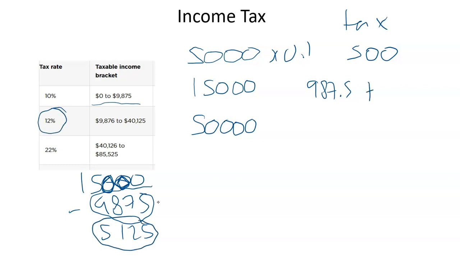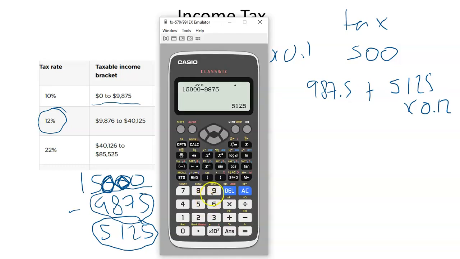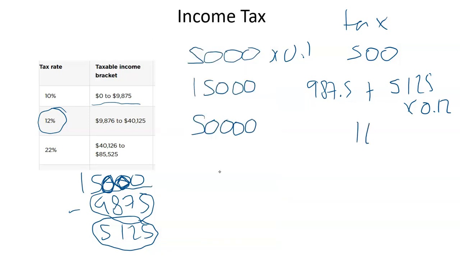So it's then going to be plus 5125 times 0.12. And then we can just put that in the calculator. We can just say 987.5 plus 5125 times 0.12. And the grand total of tax you need to pay is 1602.5.